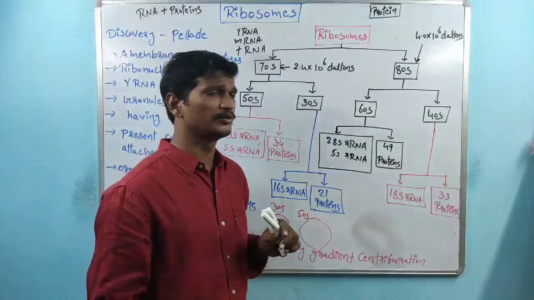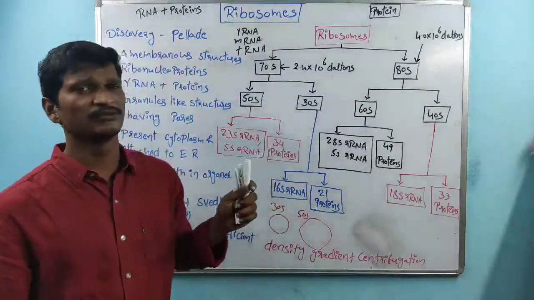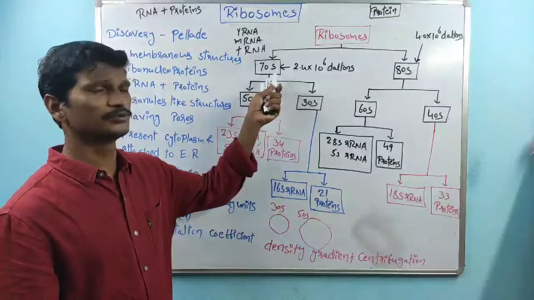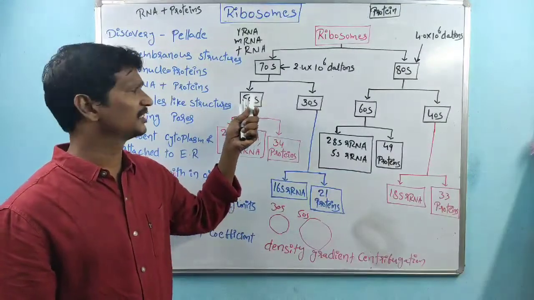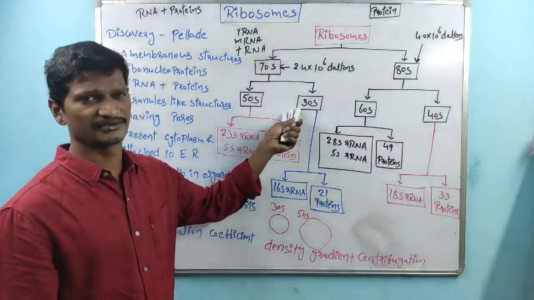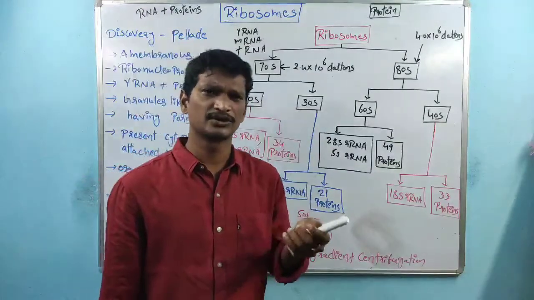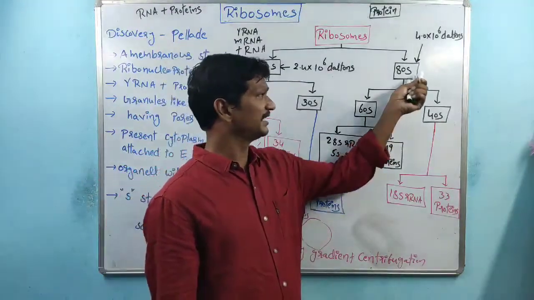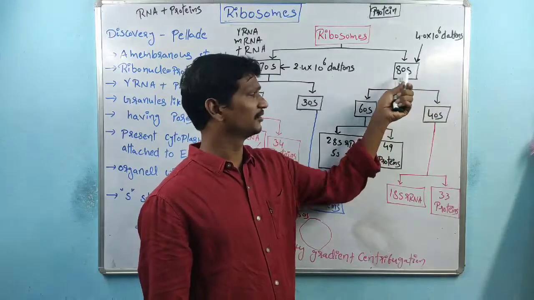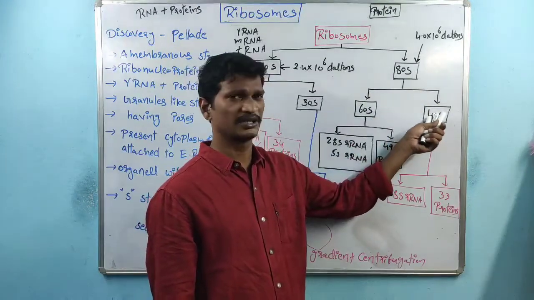I would like to say one important point here. Generally we know that 70S ribosomes have the subunits 50S and 30S. Here 50 plus 30 is equal to 80. Here 80S indicates that the subunits are 60 plus 40.